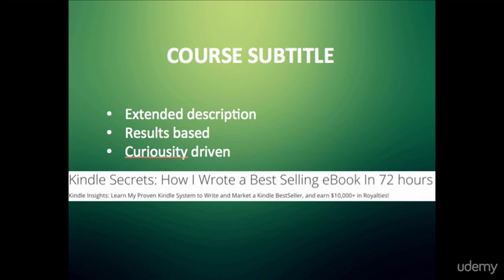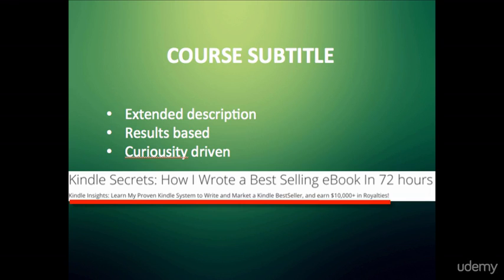The second factor was course subtitle. So you really want to view this as an extended description of your course title. It just gives you more words to describe the results-based, once again, outcome of your course in more detail. So going back to my Kindle course, the subtitle is Kindle Insights. Again, that's for SEO, so that Kindle is the first word.